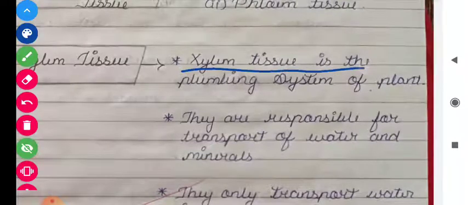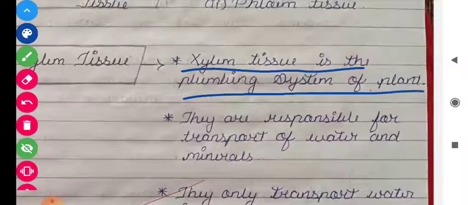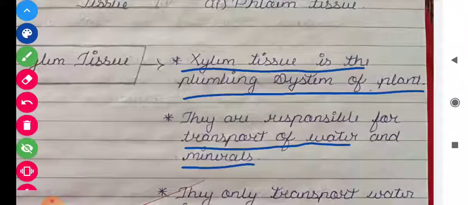Xylem tissue is the plumbing system of the plant. It means, what does plumbing mean? To supply the necessary amount of water to the various plant parts. So now I hope, students, you will get what I am trying to tell. Xylem tissues are responsible for the transportation of water and minerals. Students, from where do the water and minerals come? The water and minerals come from the roots of the plant.